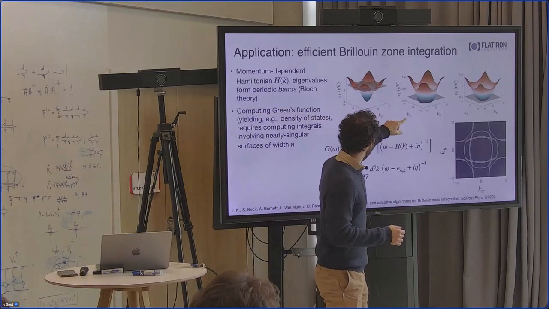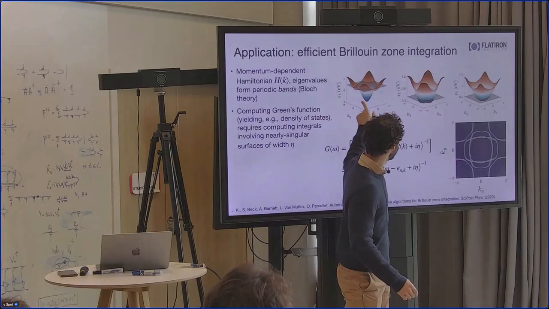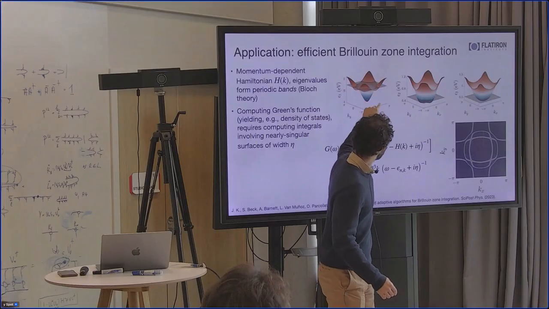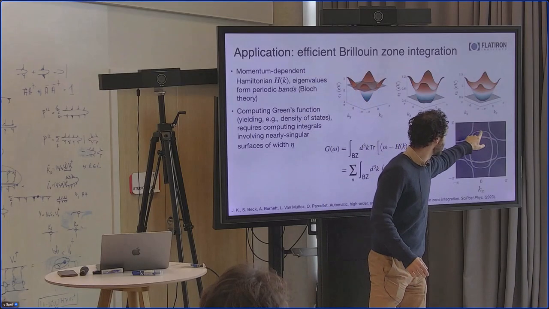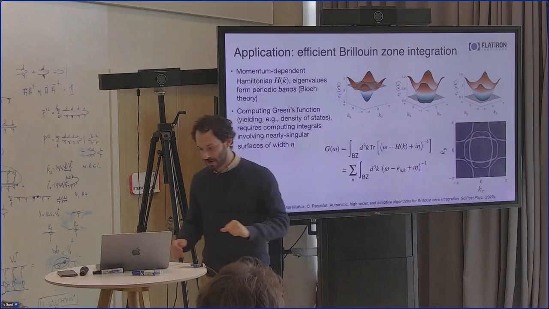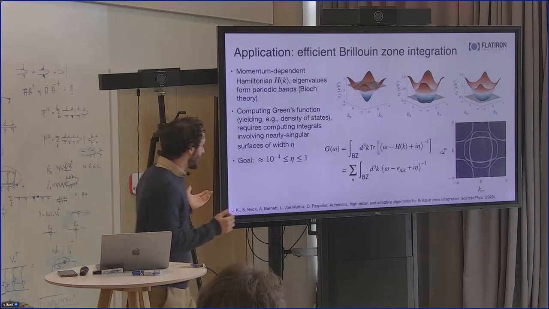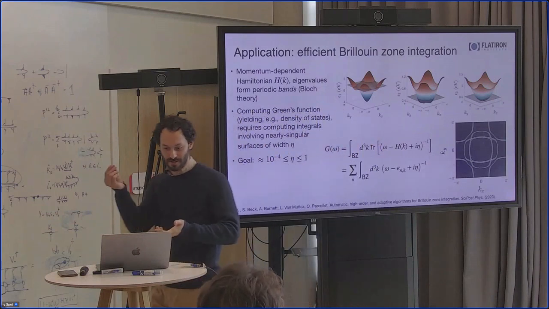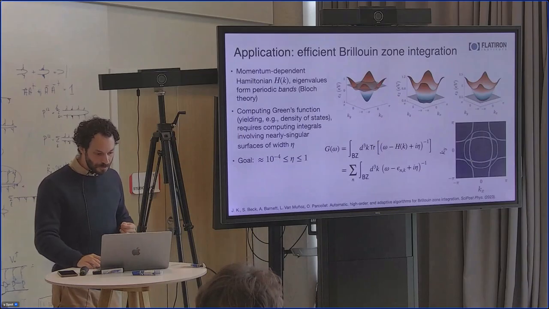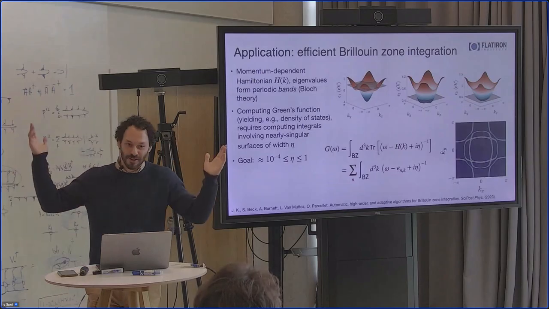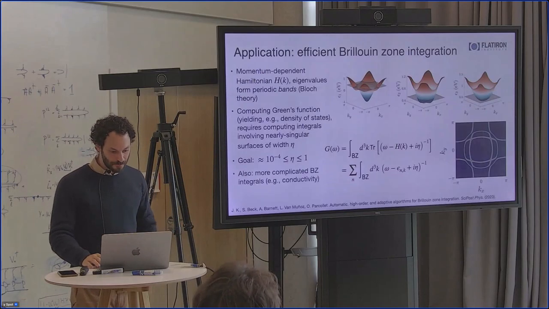So this is the integrand for this system. And you can see that these omega slices each correspond to one of these manifolds here. So you get these three components that give you this integrand. And so you get these nearly singular surfaces in 3D of width eta. And we want to go to very small eta. Our self-energies could have eta down to like 10 to the minus 4, let's say. So this is a challenging problem for integration.